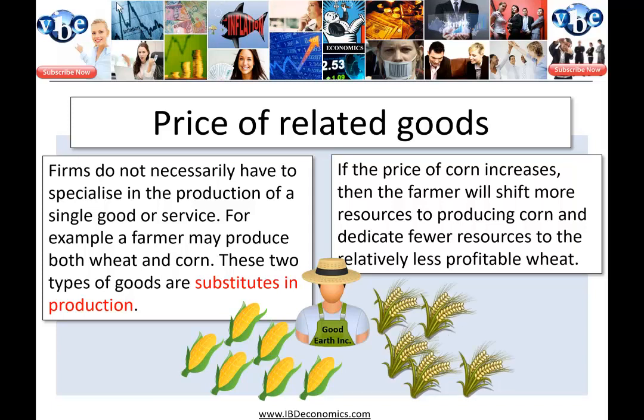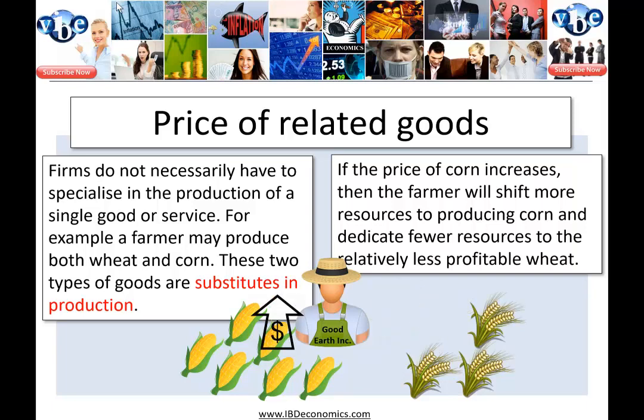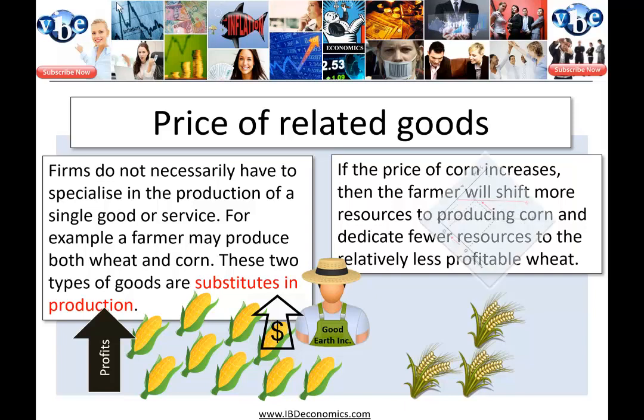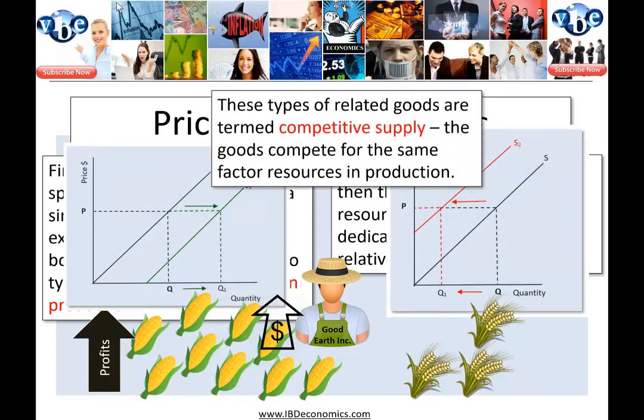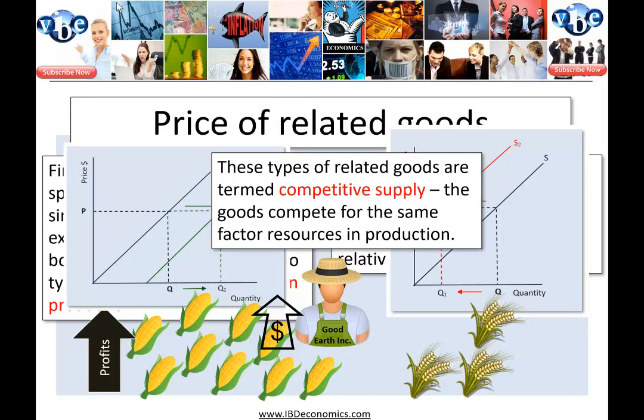So a farmer can grow corn, she can grow wheat. If the price of corn increases, our farmer is going to grow less wheat and devote more resources to growing corn because it's relatively more profitable. So the supply of corn will increase and the supply of wheat is going to decrease. So these types of related goods are termed competitive supply. These goods compete for the same factor resources in production.